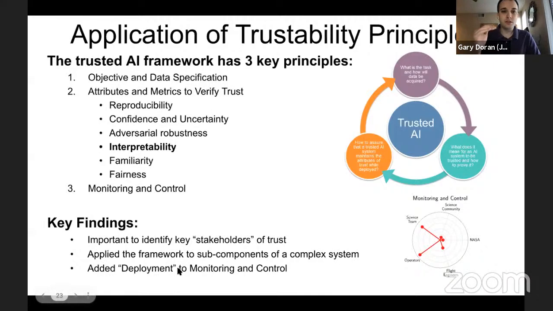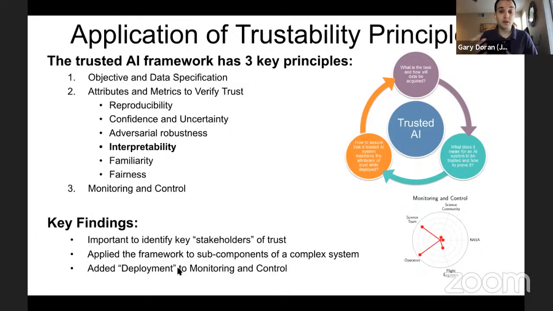The second attribute here is focusing on these attributes or metrics of trustability. And those are specifically reproducibility of results, confidence and uncertainty estimation, adversarial robustness, interpretability, familiarity, and fairness. And here I wanted to stress that within this larger context, we saw interpretability as one necessary but potentially not sufficient attribute to focus on for making sure that folks have trust in the system that you're developing.